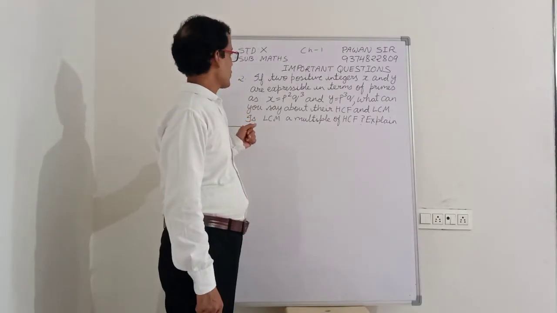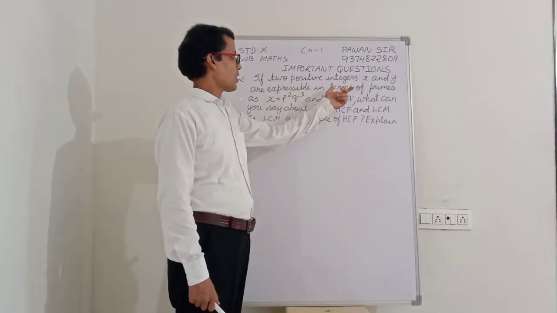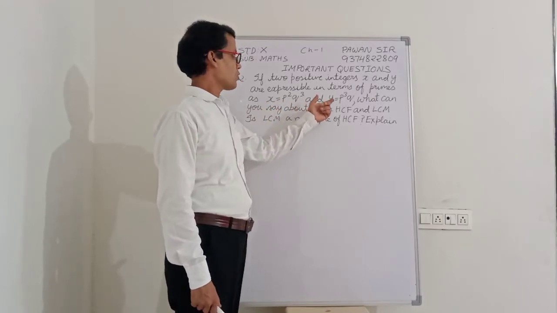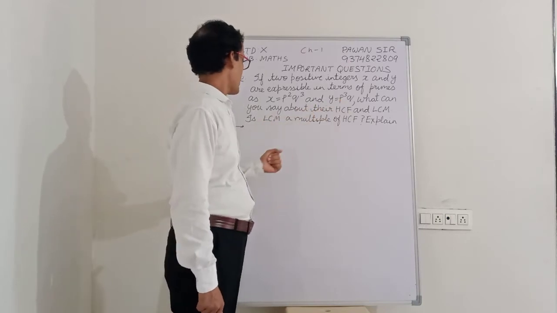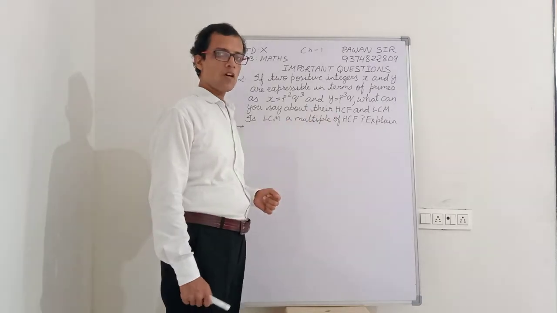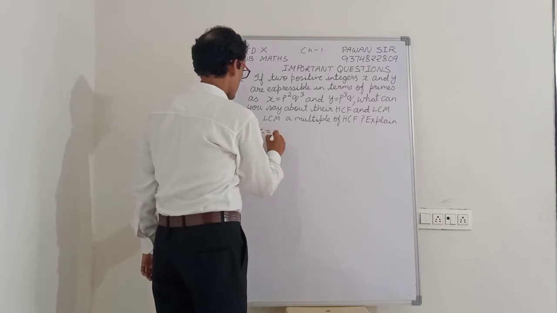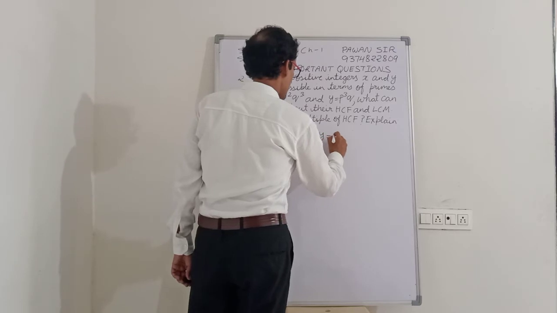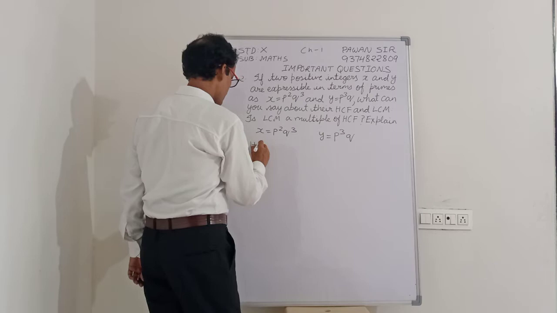Now see our second question. If two positive integers x and y are expressible in terms of primes as x is equal to p square q cube and y equal to p cube q, what can you say about their HCF and LCM? And then we have to check whether LCM is a multiple of HCF or not. So to begin with, see what is x? x is equal to p square q cube, and what is y? p cube q.